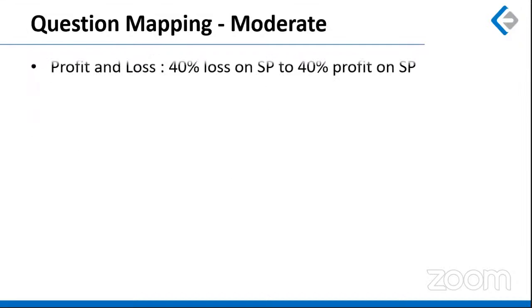Coming to question mapping of moderate questions, there was a question based on profit and loss. It said that a person sells at 40% loss. You can always assume values over here, which helps you make the 40% loss. Something like 100 can be the selling price because the loss is made on SP. So 100 can be the selling price and the cost price will be 140 rupees. This will enable you to have a 40% loss on SP. And once you start assuming these values, you will be able to find out a new SP, which will help you make 40% profit.